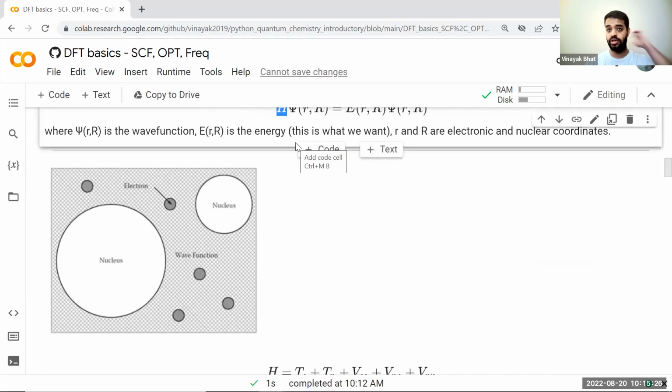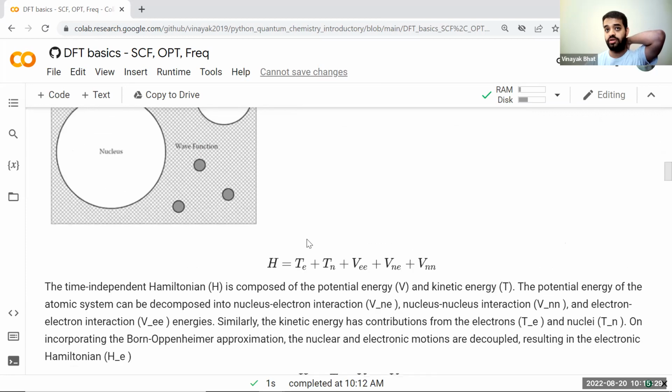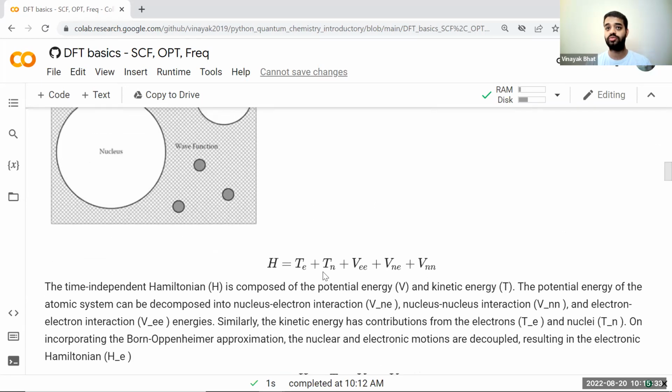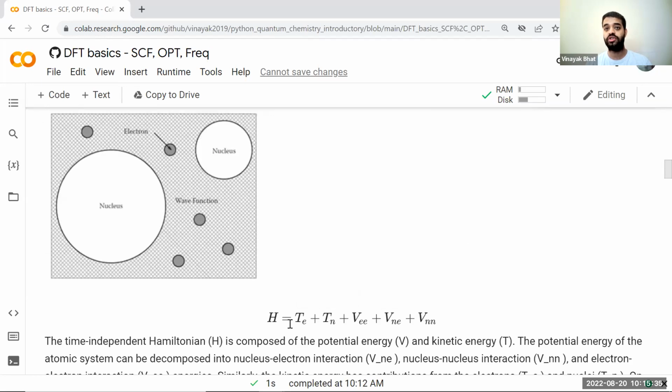The functional over here, if you have a system like this, we have nucleus and electrons. So you can partition it into some sort of kinetic energy term, where TE is the kinetic energy of electrons and kinetic energy of the nucleus. Okay, so there'll be two terms involved. And then this is considering all interactions that are possible.